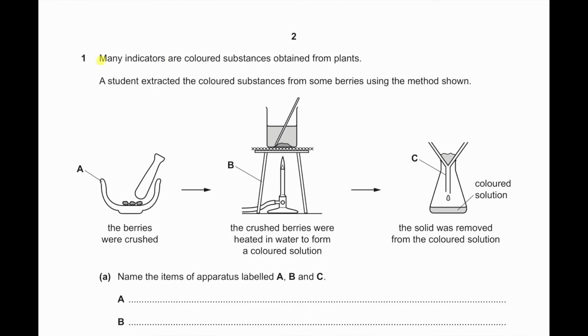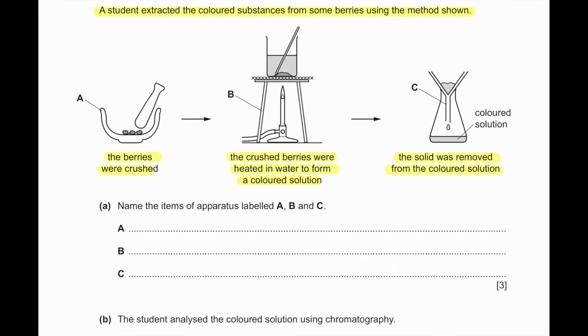Question number 1. Many indicators are colored substances obtained from plants. A student extracted the colored substances from some berries using the method shown. A, the berries were crushed. In B, the crushed berries were heated in water to form a colored solution. In C, the solid was removed from the colored solution.